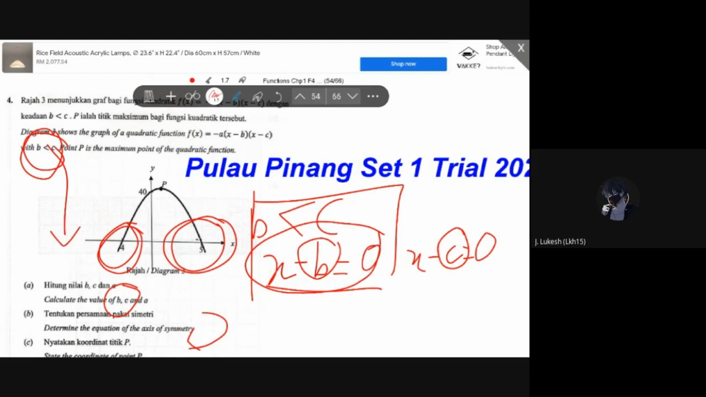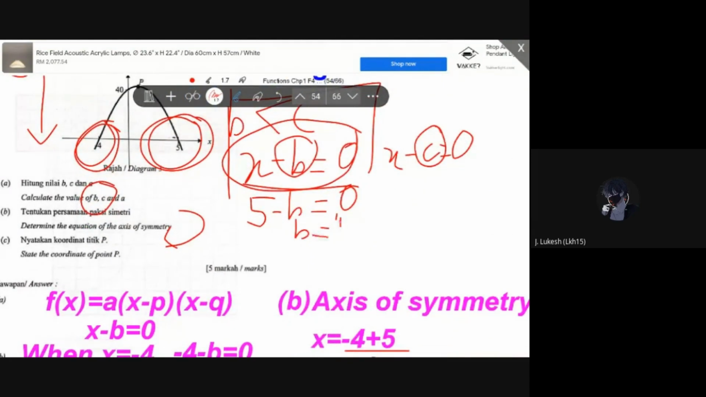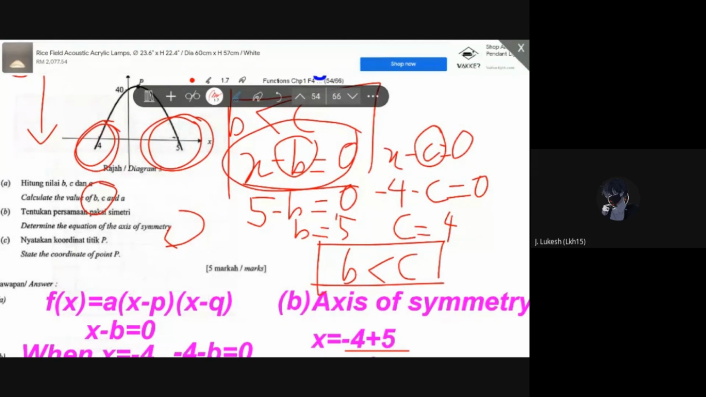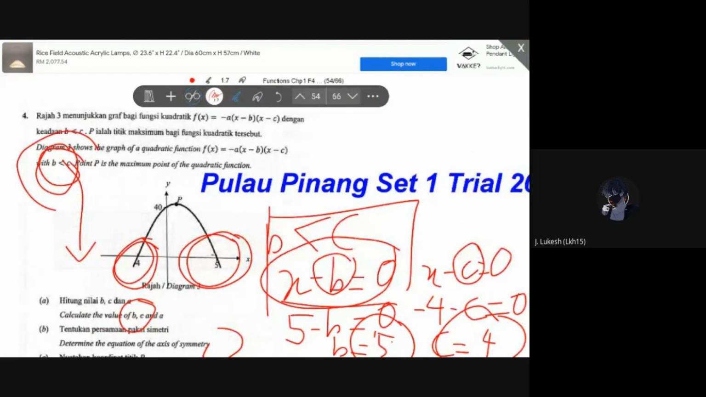Means this condition. Kalau kamu gantikan 5, kamu akan dapat B sama dengan 5, tau. Kat sini. And if kamu gantikan 4 kat sini, negative 4, kamu akan dapat C sama dengan 4. Soalan kata B less than C. Betul ke yang ni? So that's how kamu kena fikir. B ni lebih besar daripada C. Itu sebab soalan bagi kat atas untuk nak trick kamu ke atau kamu understand betul-betul soalan ni. B less than C. So that's why I say B you must substitute with negative 4. C, I mean X here you substitute with 5 untuk cari B dan C.